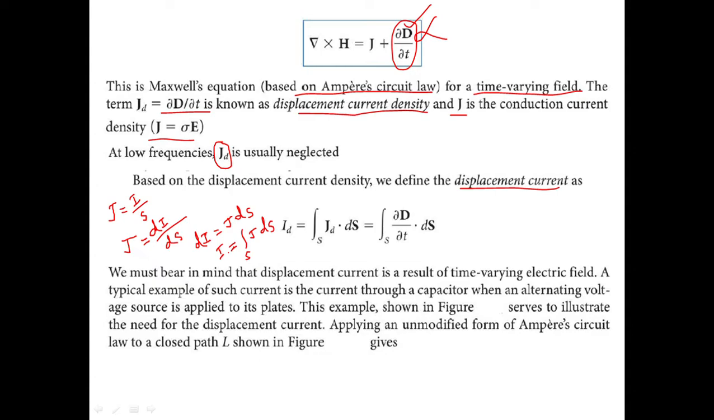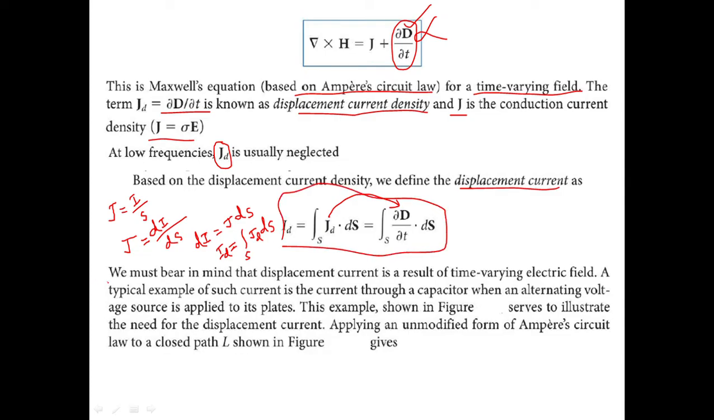Now we are speaking about displacement current, so I'll write I suffix d, and this becomes J suffix d. Now what is JD? JD is nothing but dou D by dou T. So this JD is substituted here as dou D by dou T into ds. So this is the equation for displacement current.